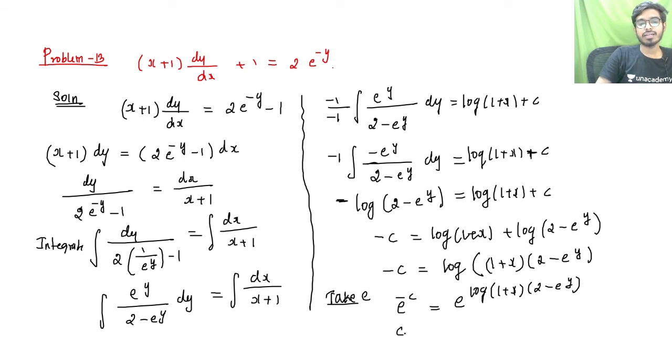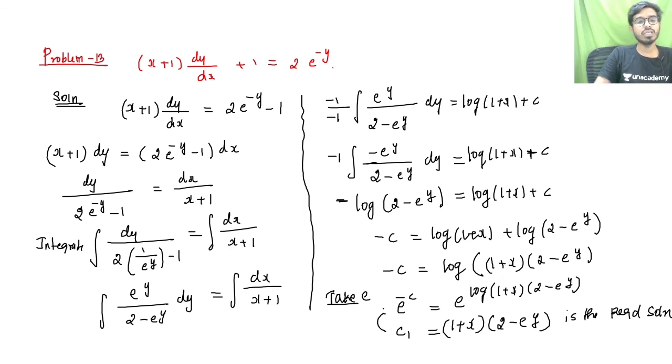So e power minus c is some constant, right? Let us call this c1. So this will be 1 plus x into 2 minus e power y is equal to c1, and this is the required solution, right? I'm just taking c1 to be equal to e power minus c because these are constants, right? So e power log x is x, so this is the required solution, right?